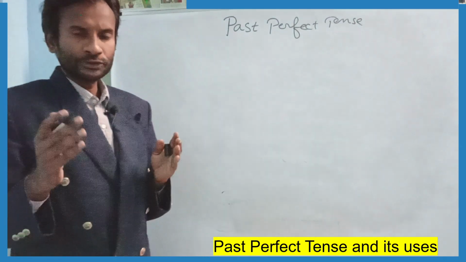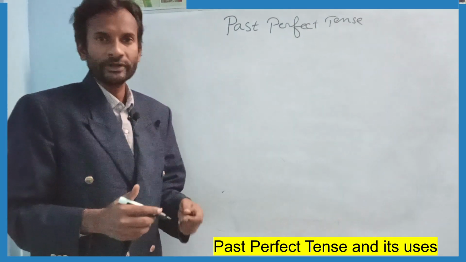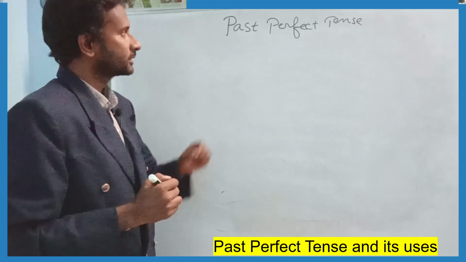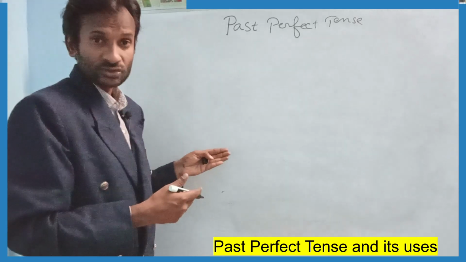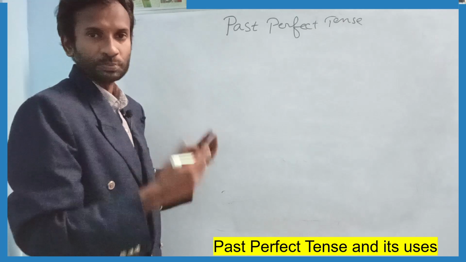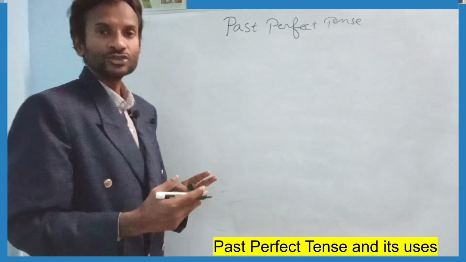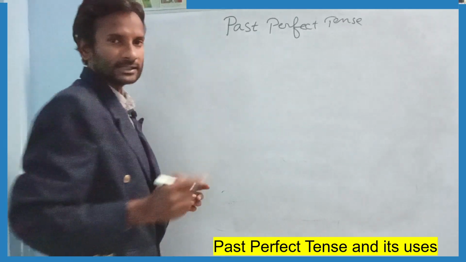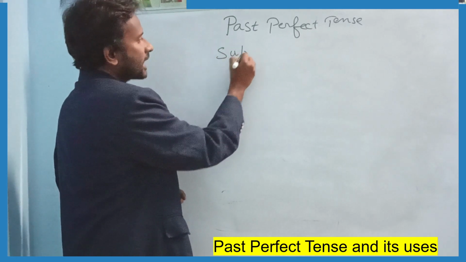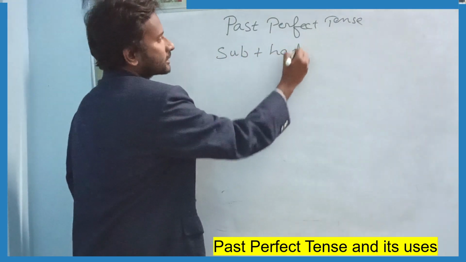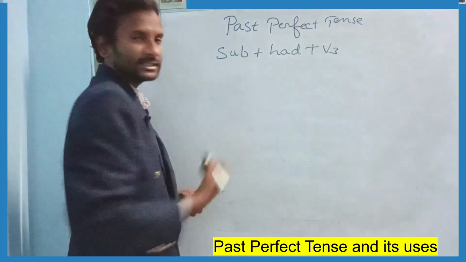Okay, today we will learn past perfect tense and its uses. What is the structure of past perfect tense? Why is it so important to speak about two actions of the past? Let us learn the structure first. Subject plus had plus V3. This is the structure.